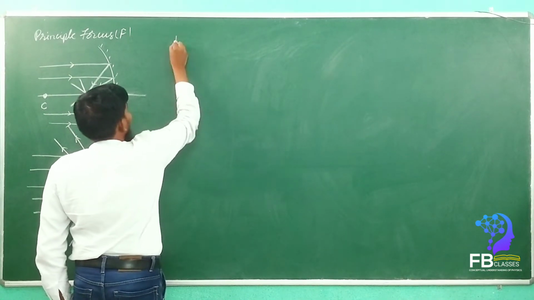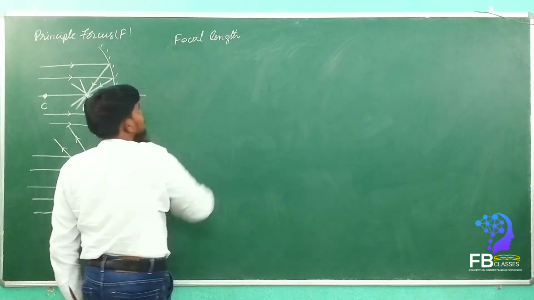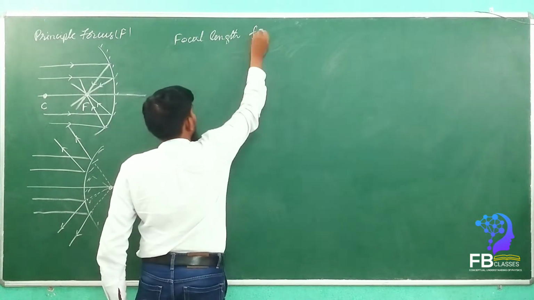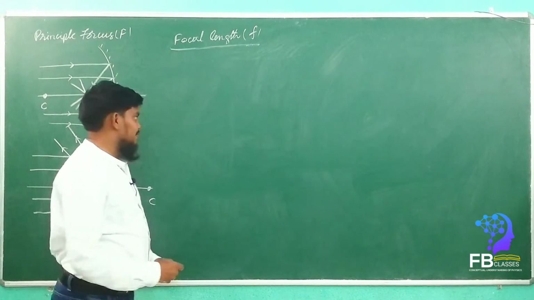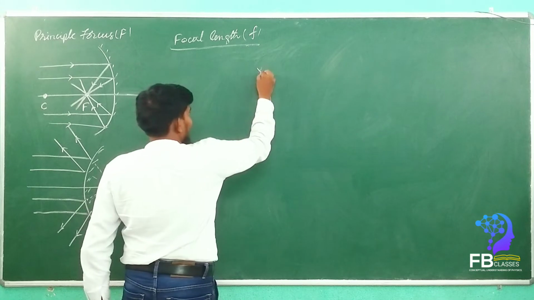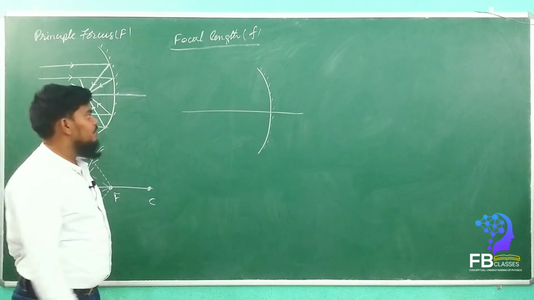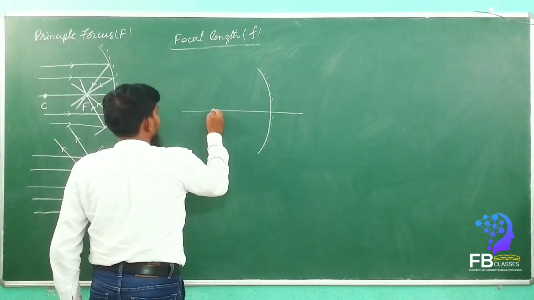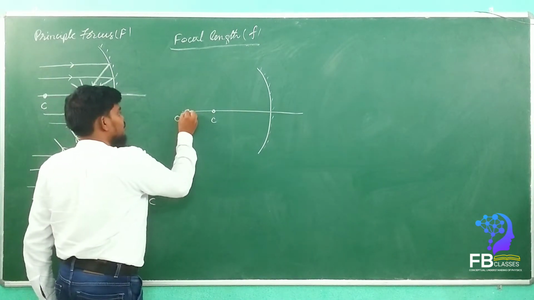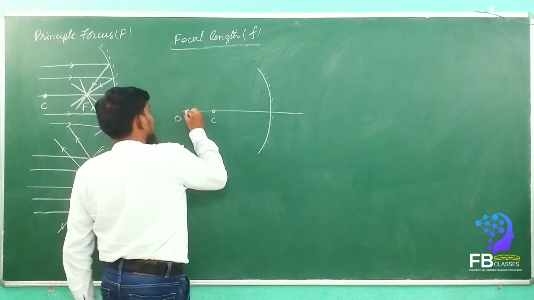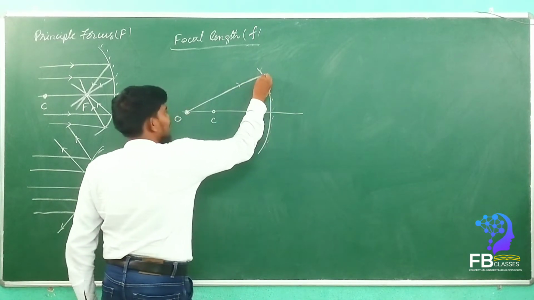Now focal length, denoted with a small f. Focal length is nothing but, see my dear, if you take a concave mirror, this is a concave mirror, right? Now let's consider this is the center of curvature, and there is a point object placed here. The ray comes here, strikes the mirror, and is reflected back. Yes or no?